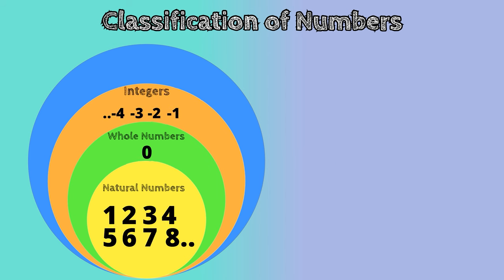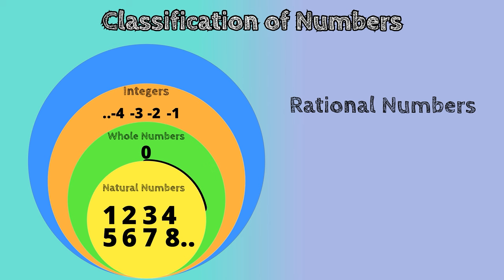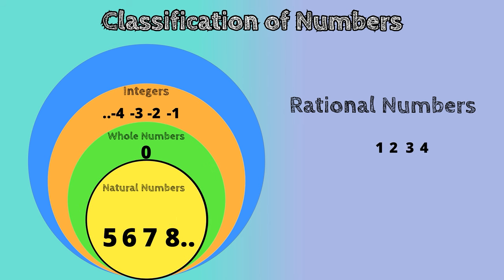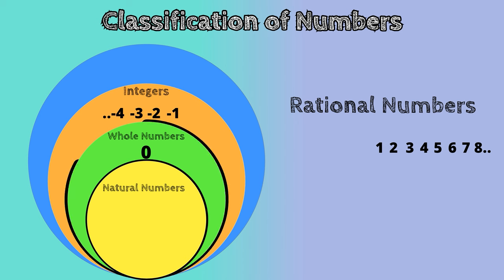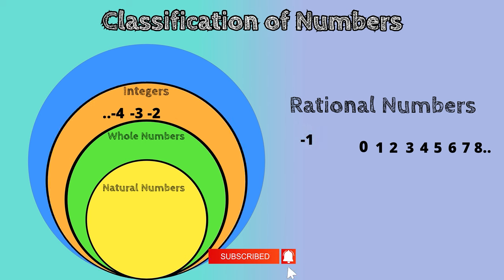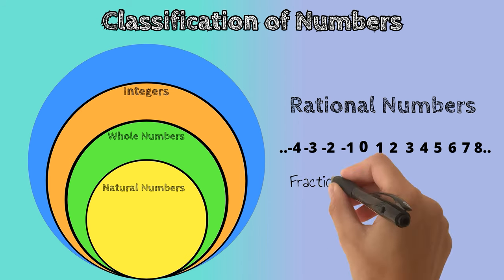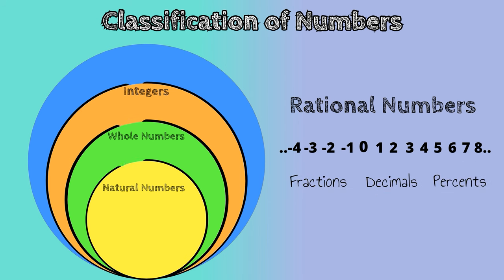The last group we will be learning about are rational numbers. Rational numbers include all natural numbers, such as 1, 2, 3, 4, 5, and so on. They also include whole numbers, so let's go ahead and add a 0 to the left of 1. They include all integers, so let's add negative 1, negative 2, negative 3, negative 4, and so on. But now we will add fractions, decimals, and percents.